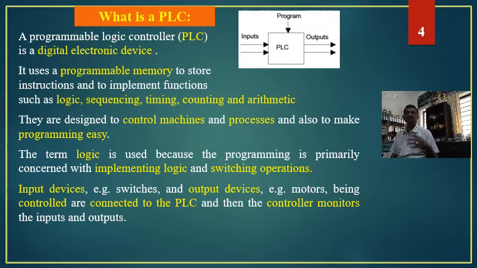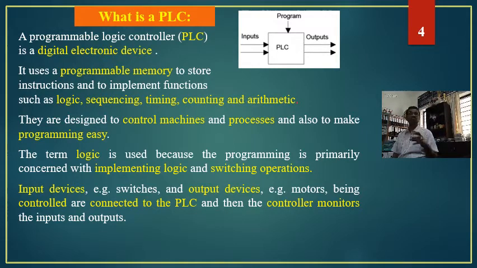At the same time, after processing, the output needs to be given to the output devices, like actuators. Actuators such as motors, pneumatic cylinders, or even fluid control valves need to be activated. So in order to activate them, such valves, motors, and other output devices need to be connected to the PLC. A provision for connecting such output devices like motors, cylinders, etc. is also provided in a PLC, and then the controller monitors the inputs and outputs.